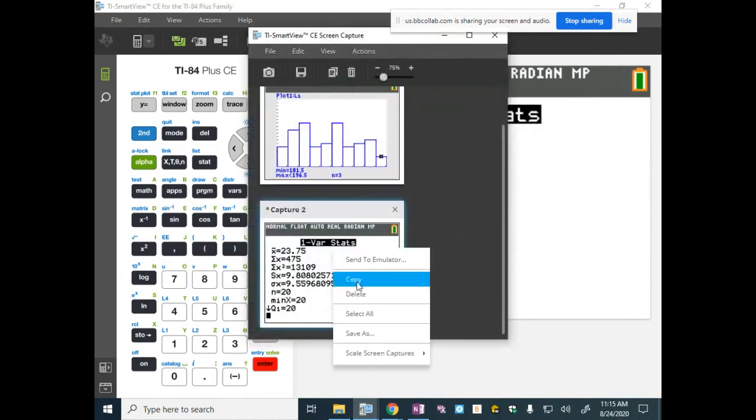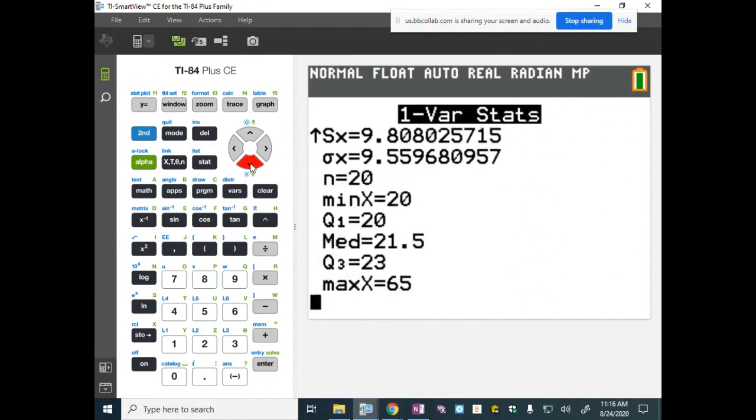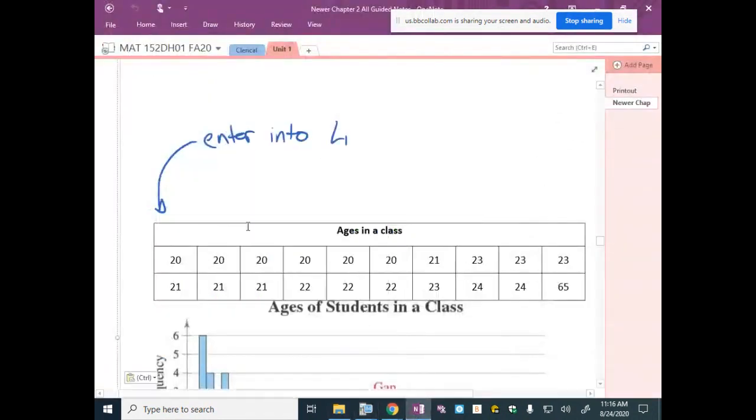Now, in fact, what I am going to do is I'm actually going to copy. I'm going to have to scroll down and sort of recopy. And you'll see why in just a couple of minutes.